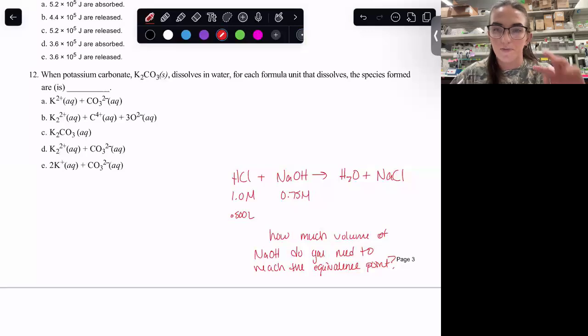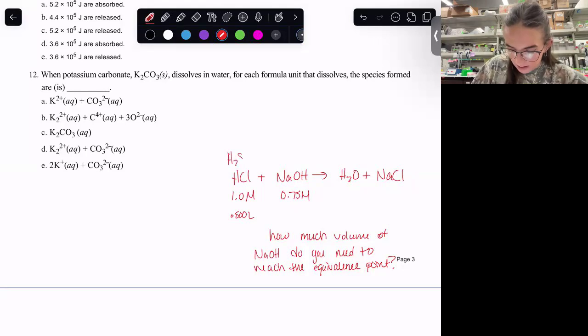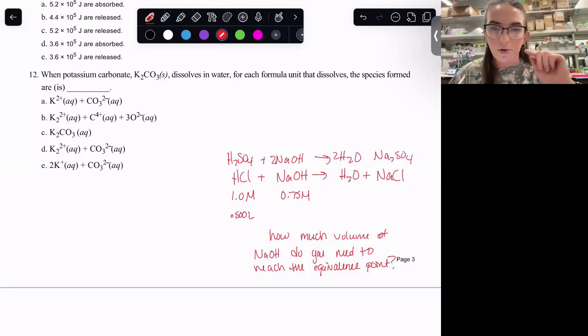Right, you would just need to do that, right? M1V1 equals M2V2. But remember that this is a molar ratio. So if you have something that's H2SO4 and NaOH, then you're going to have H2O and Na2SO4. So then you have a 2-to-1 molar ratio. So then your M1V1 looks a little different. So that would be what I would say from acids and bases.